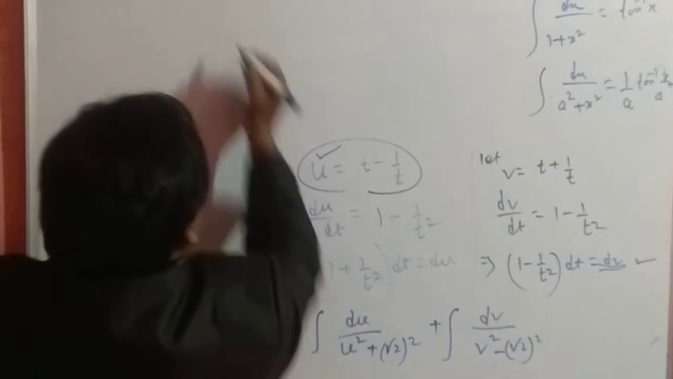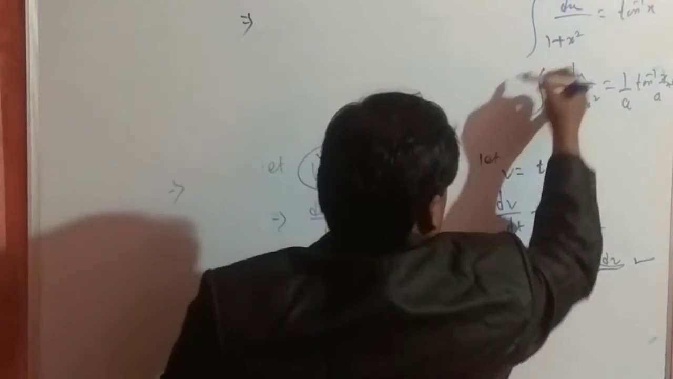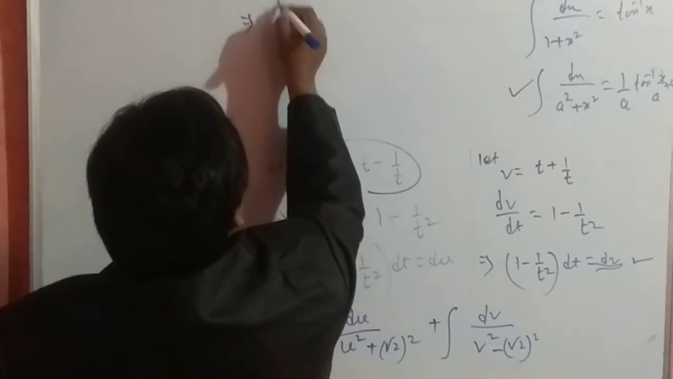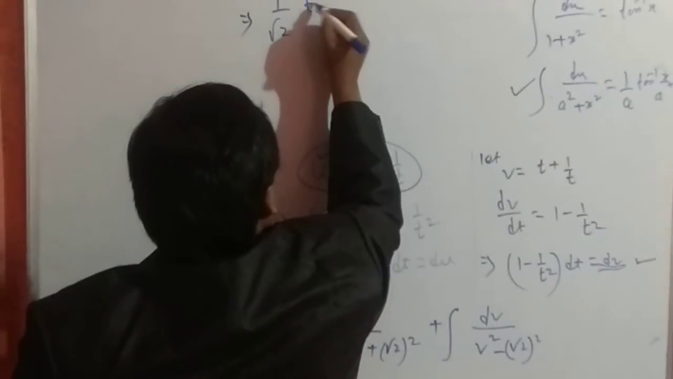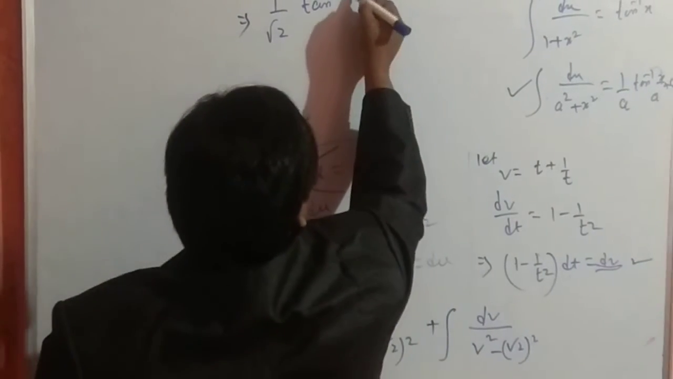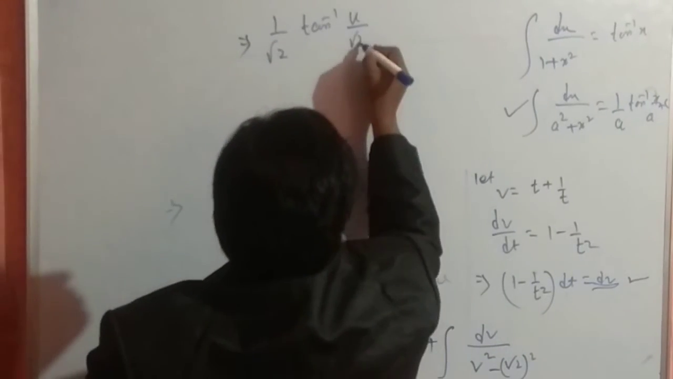Okay, so now we got this formula. Then now we can write du by the same formula. This formula we can apply, 1 by a, therefore root 2, 1 by a, tan inverse x. What is the x here? u by a, it means root 2.